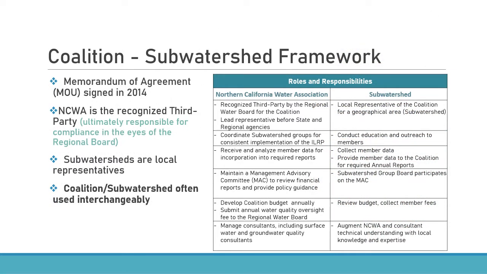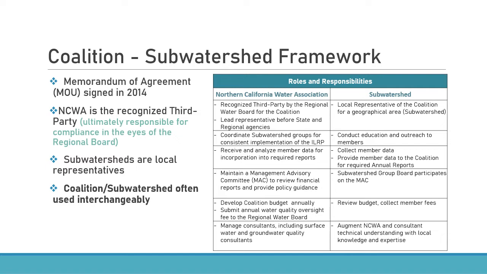Now, as previously mentioned, the coalition is very large in size, and because of the large size, the coalition is subdivided into 12 subwatershed groups, which are joined together by a memorandum of agreement which was signed in 2014. The framework can seem confusing, especially because most members have only interacted with their subwatershed. But NACWA is the recognized third party and ultimately responsible for meeting all requirements of the order. The subwatersheds are the local representatives. The roles and responsibilities of NACWA and the subwatersheds can be seen in the table on the right, and feel free to pause the video here and read through these if you'd like.